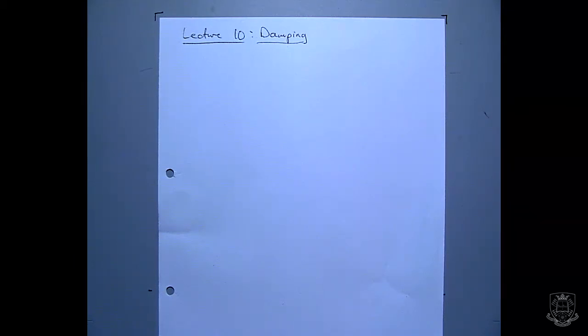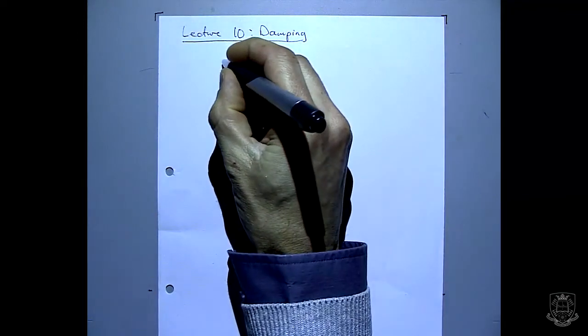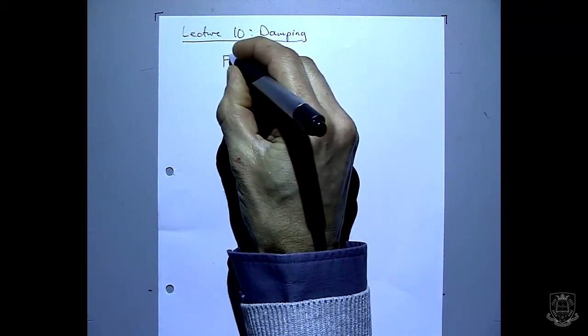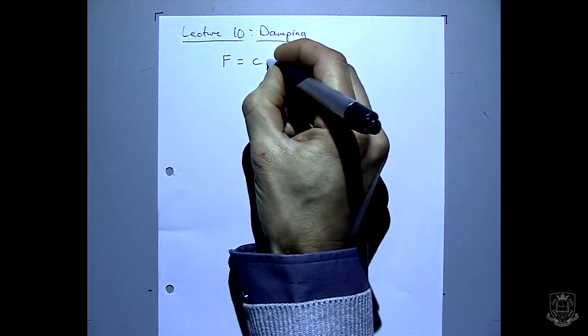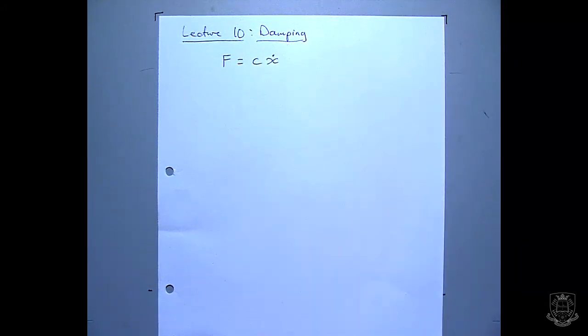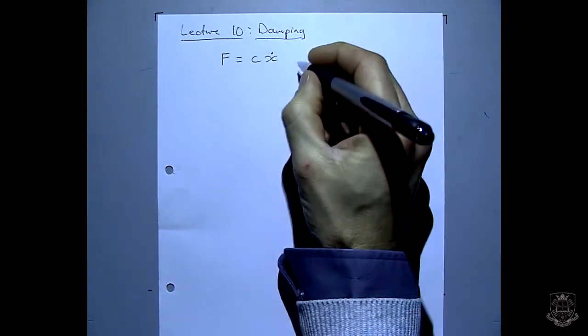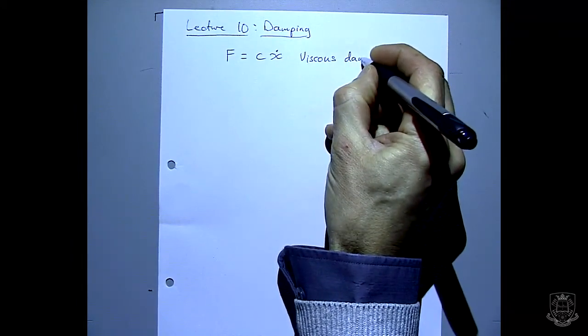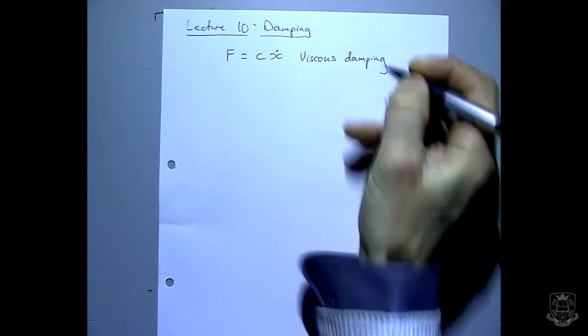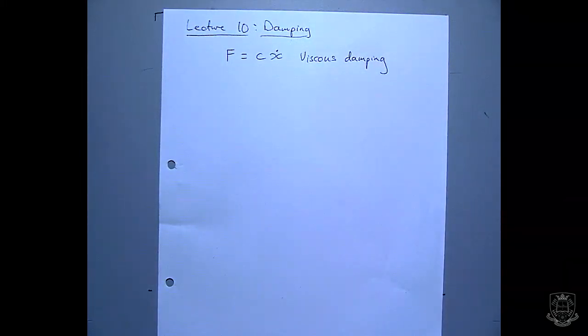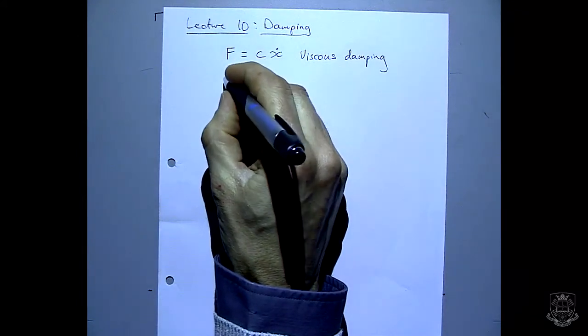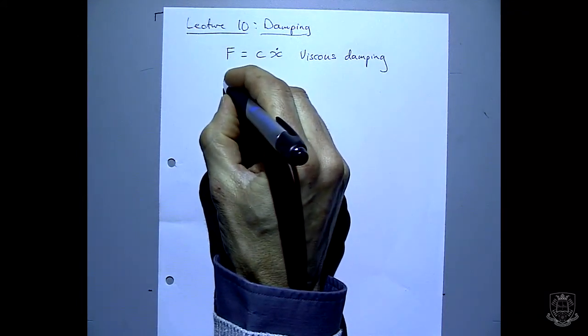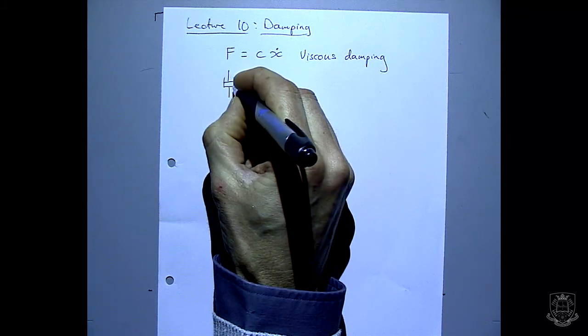So most of the damping that we've looked at so far, we've had a damping force F equal to a constant c times a velocity x dot. Okay? And we've been calling that viscous damping, haven't we? And when we've been drawing little schematic diagrams, we've had something like this, haven't we?